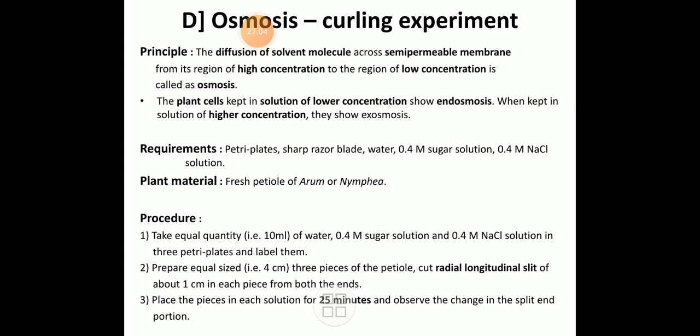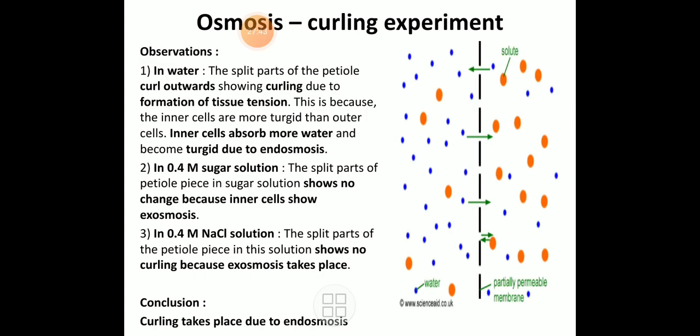Procedure: take equal quantities, that is 10 ml, of water, 0.4 molar sugar solution and 0.4 molar NaCl solution in 3 petri plates and label them. Prepare 3 equal sized pieces of petiole, and cut radially longitudinal slits of about 1 centimeter in each piece from both ends. Place the pieces in each solution for 25 minutes and observe the changes in the split end portion.